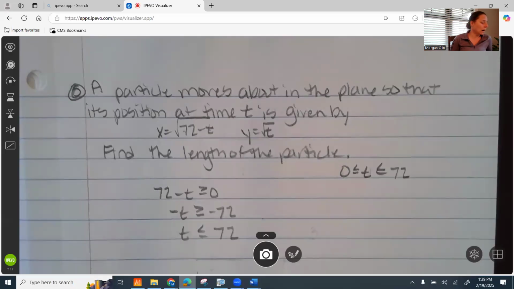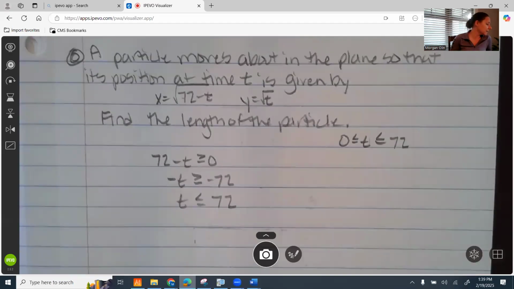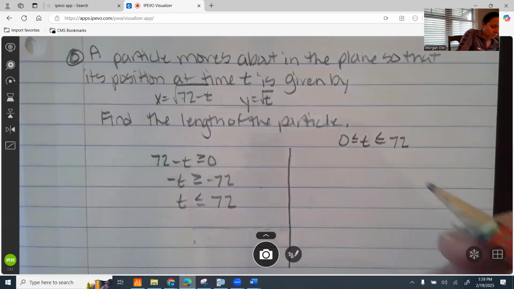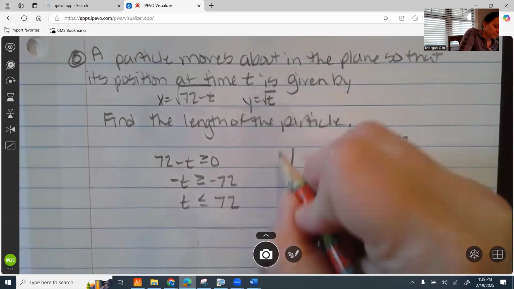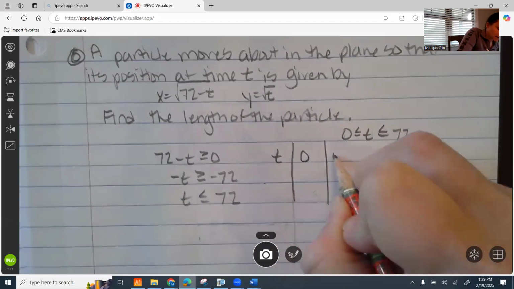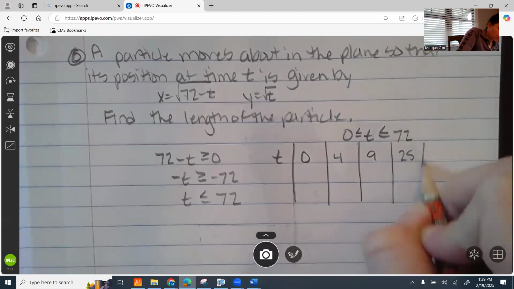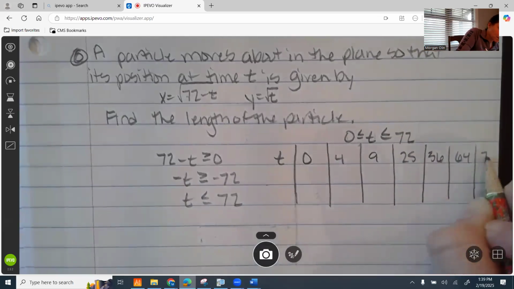Now, unfortunately, this isn't a circle, so you can't use circumference this time. If we want to draw this out, we can, and use t-values. I picked these t-values, and you may see why in just a second: 0, 4, 9, 25, 36, 64. Now I am going up to 72.